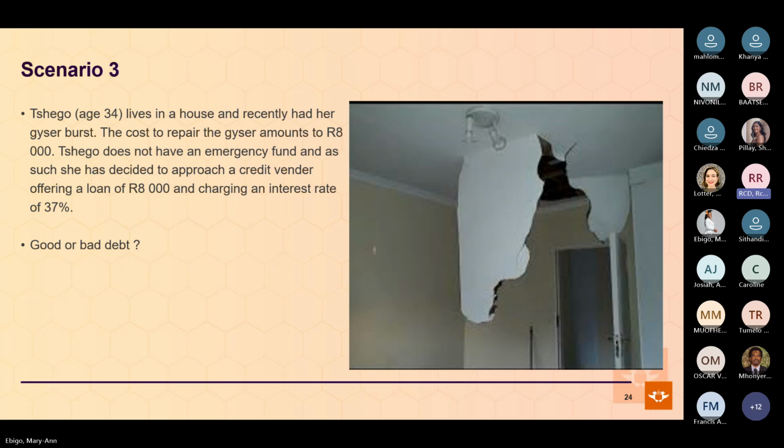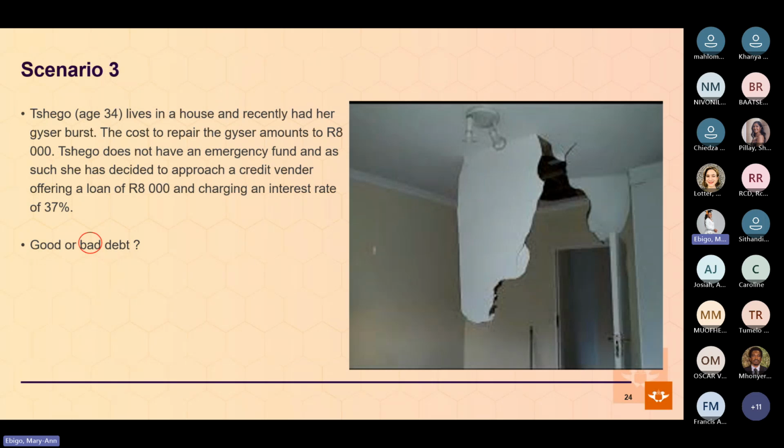Angelina says it's a bad debt because of the interest charged. Yes, okay. Also, Nora says due to the high interest. Okay, but there's someone who said good. That was Tumelo. He says it's good as the inconvenience and extra water costs from the burst geyser would be avoided. Okay, all right. So with this one, we'd go with it being bad debt.